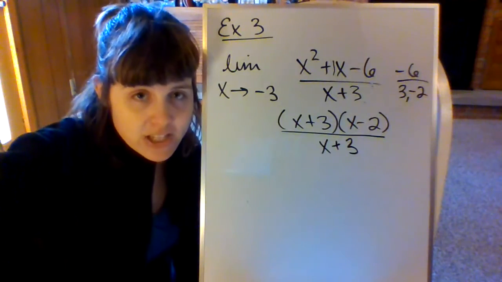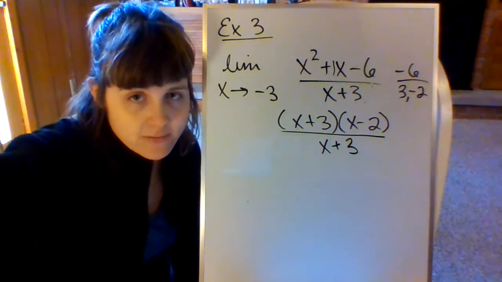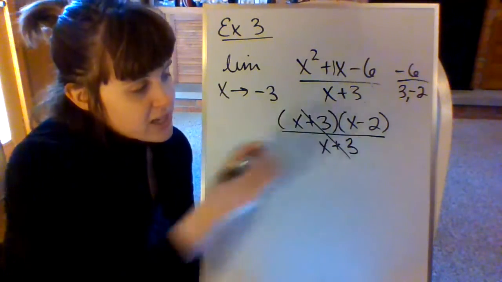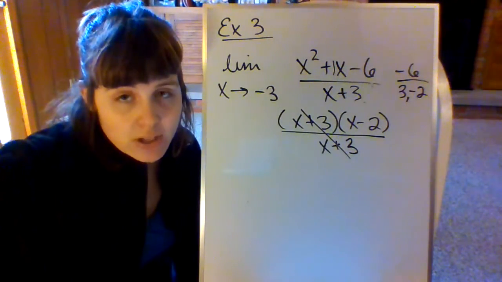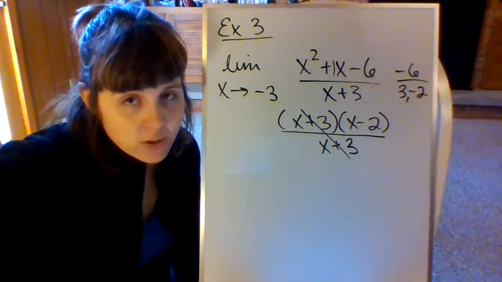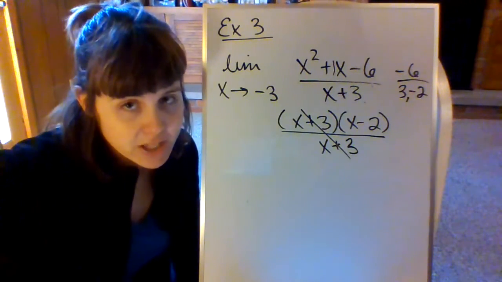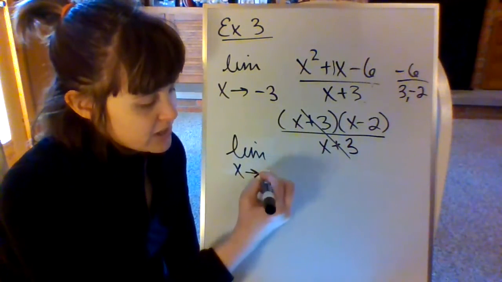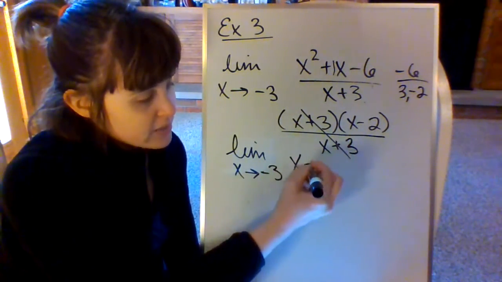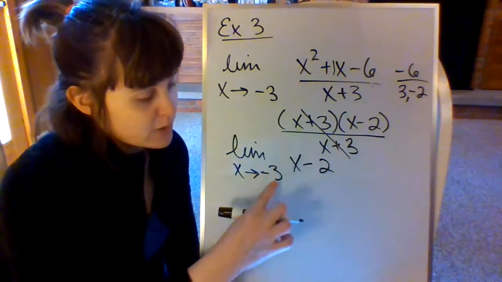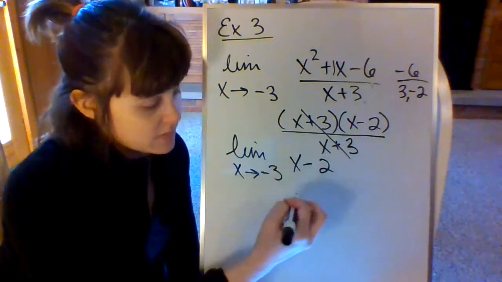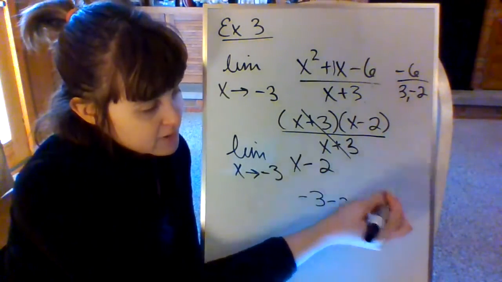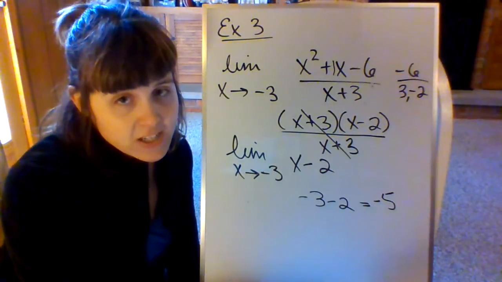Okay, so do you see anything that we could cancel out? I think we could cancel out the x plus 3 parts. So we're going to cancel those out, and now we're left with x minus 2 over 1, or just x minus 2. So we're finding the limit as x approaches negative 3 of x minus 2. If we plug in negative 3, negative 3 minus 2 is negative 5. So the answer is negative 5.